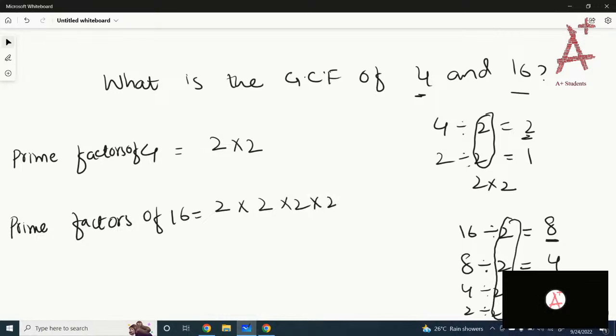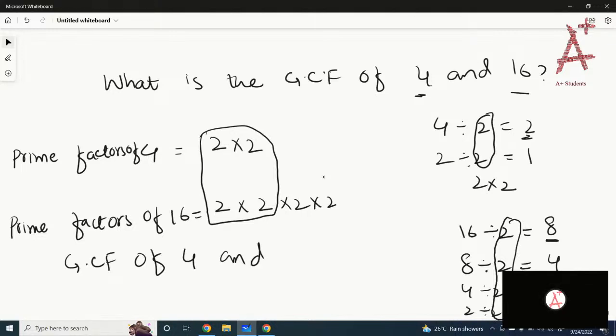Got it? So now you have to write the common factors of 4 and 16. The common factors of 4 and 16 are 2 times 2. GCF of 4 and 16 is 2 times 2. That means it is 4. Got it? So you are given two options, 4 and 16. Select the correct option and click on the OK button. Got it?